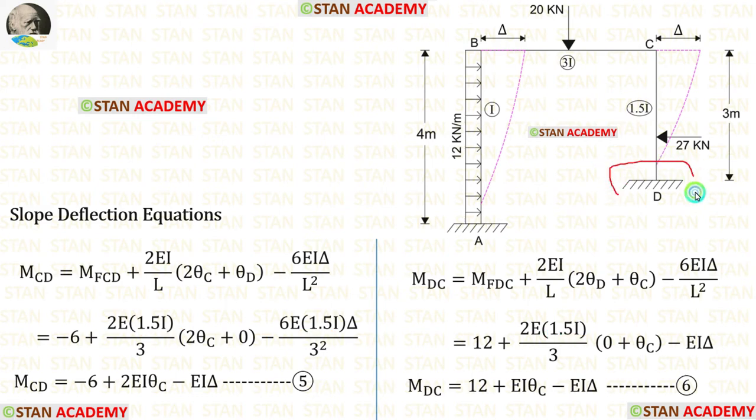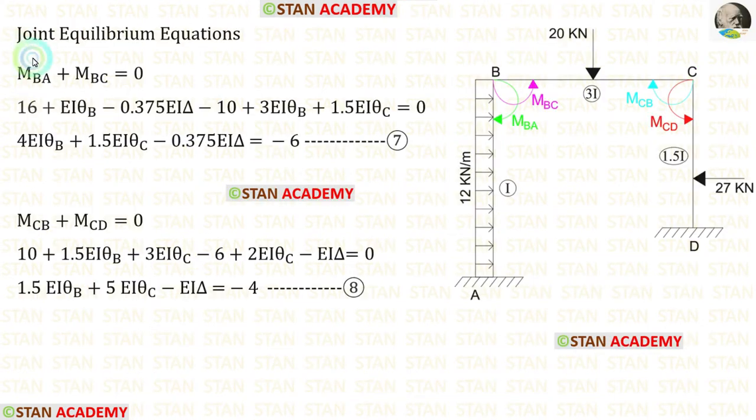At the point D, there is a fixed support. In the fixed support, there will be no slope. So theta D will be 0. Finally, in the column CD, we have made two equations.